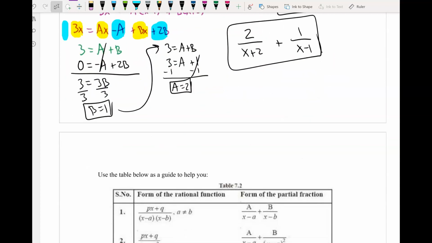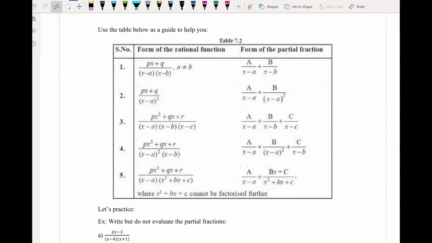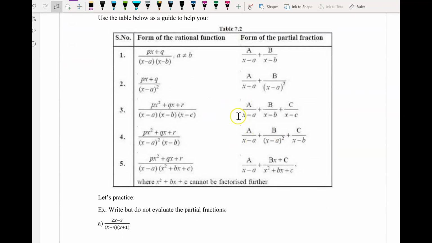All right, so this is going to be a little guide to help you. I grabbed this from the internet; I did not create it at all. Basically, if you have two different factors, you're going to get A over (x - a) plus B over (x - b). If you even have three different factors, you're going to have three different terms. So how many factors you have in the denominator will determine how many partial fractions you're going to have.